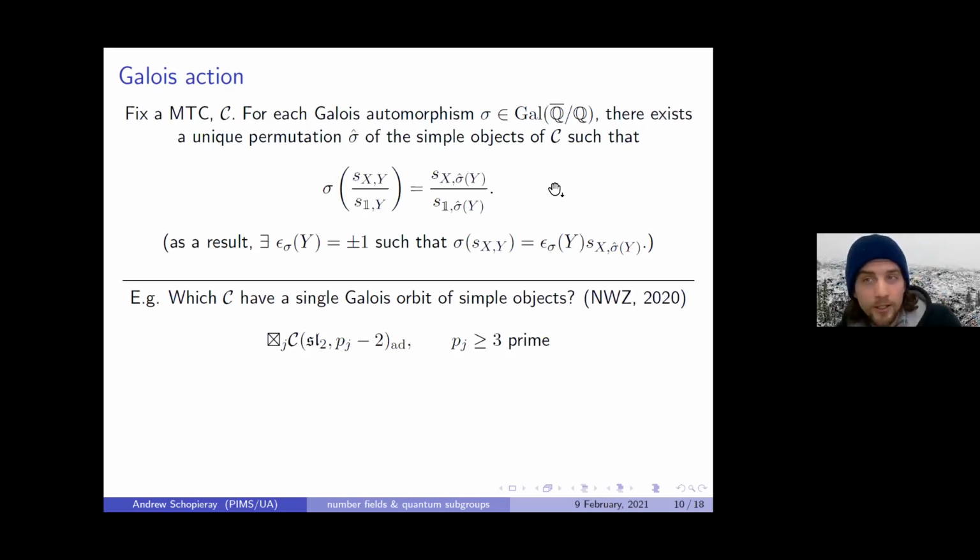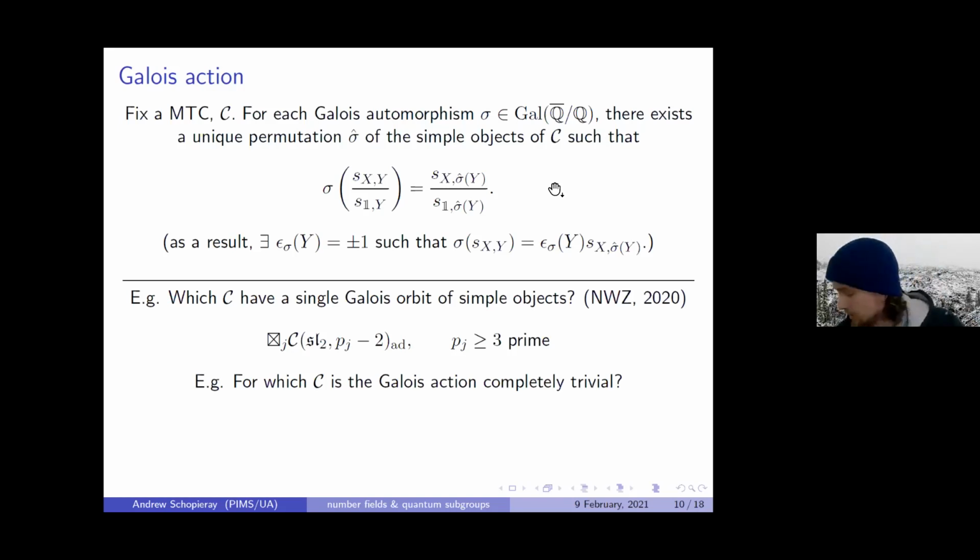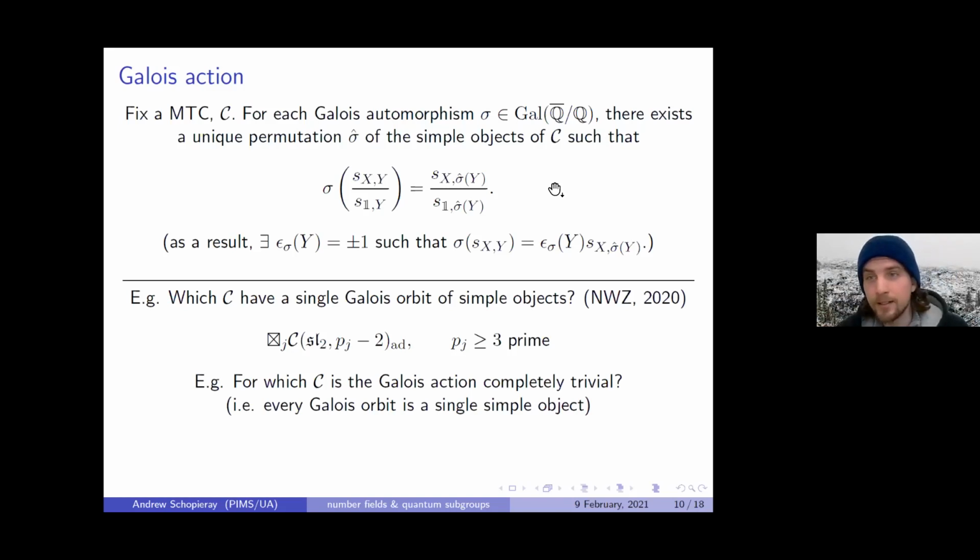And you can also look in the complete opposite direction. So you can treat this as an exercise if you want, because it's a little bit easier, but you can ask for which categories is this Galois action completely trivial. So what I mean by this is that every simple object is its own orbit. So they're all fixed points of this Galois action for every automorphism out there. And you can actually find that these are classifiable as well.